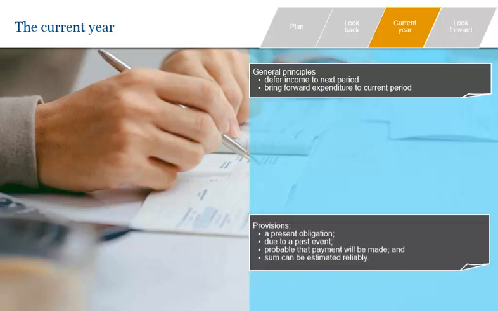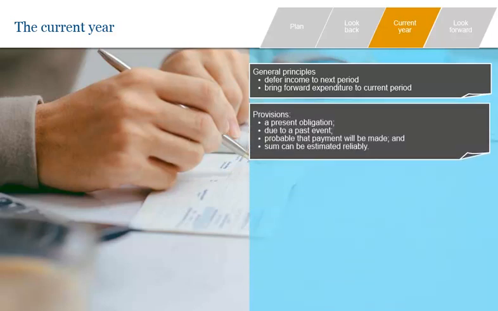It is possible to make a provision in the company's accounts for the current period for a payment that will be made in a future period. The accounting rules allow this where there is a present legal or constructive obligation to pay an amount. That obligation results from a past event. It is probable that the business will have to pay it, and the sum can be estimated reliably. It is important that you fully document any provisions made so that they can be supported in the event of an HMRC inquiry.